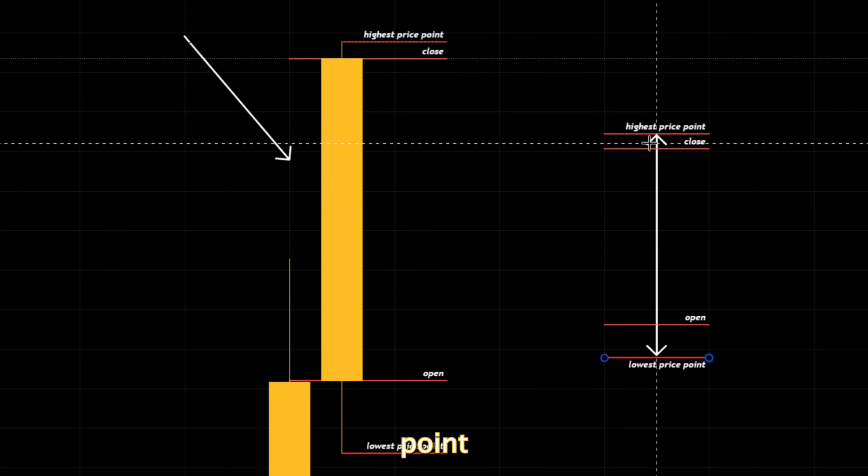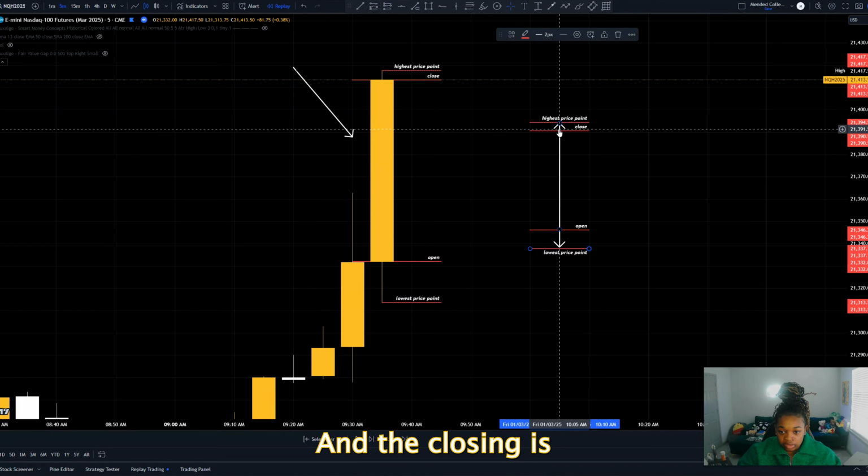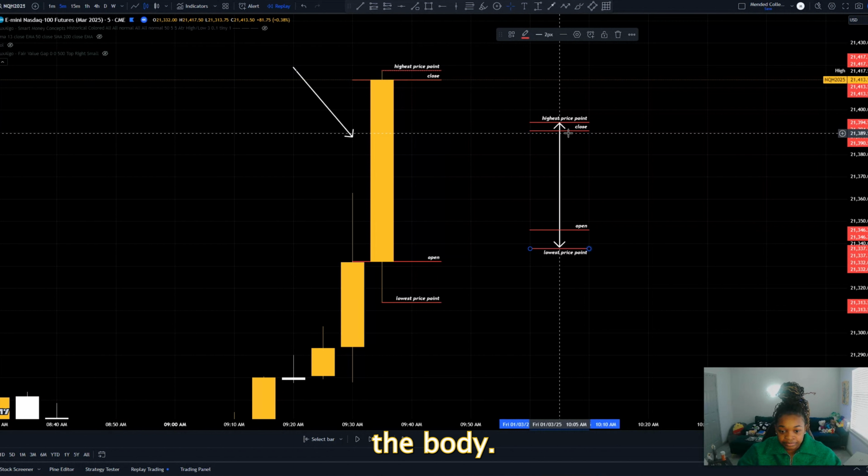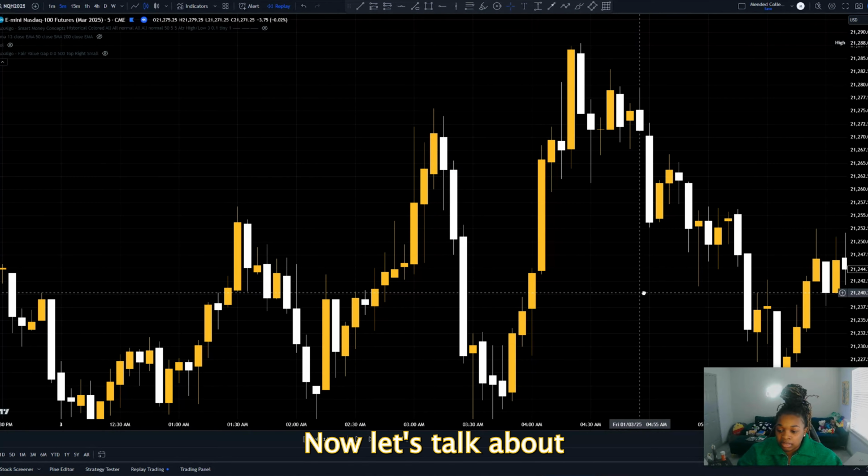And the highest price point is the top of the arrow right here, and the closing is the body. Please take notes if you need to, or rewind back if so. Now let's talk about a bearish candle.